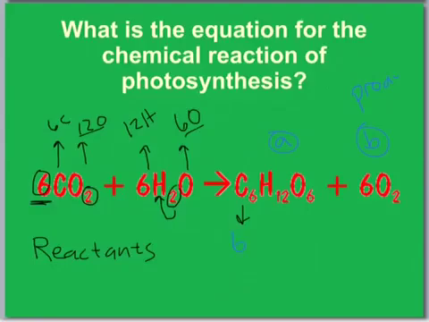6 carbon here, 12 hydrogen there, 6 oxygen there. And then remember, we have to multiply these 2 numbers, right? 6 times 2 is 12 oxygen. Okay, so we add those up, we end up with a total of 6 carbon.